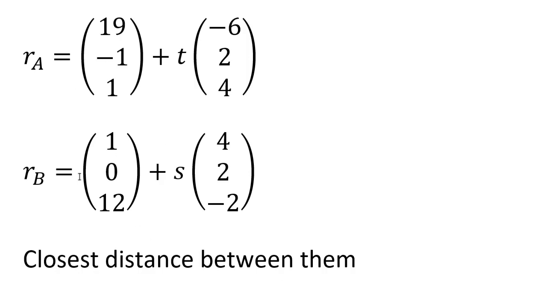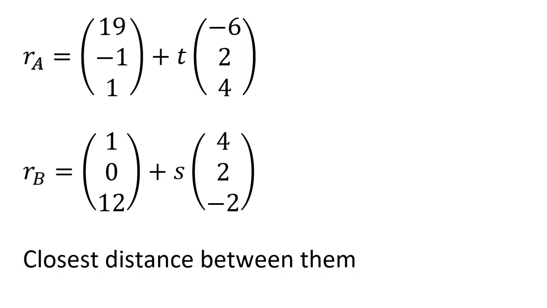In a previous video, we showed that these two flight paths intersect each other, but the planes don't collide. So in this question, we're saying, well, how close do they get then? What is the closest distance between them? And what we're going to do is find a vector that joins the two planes together.